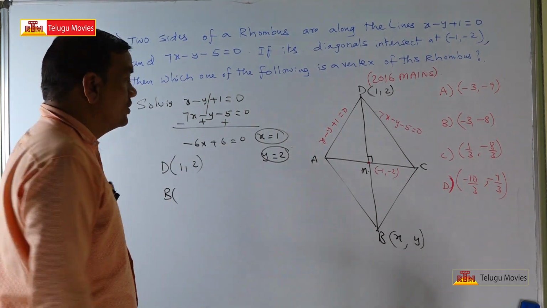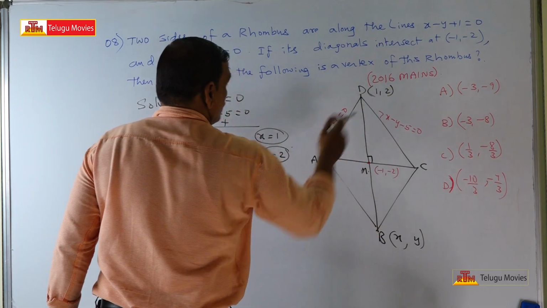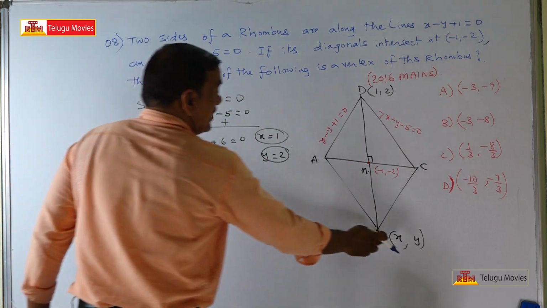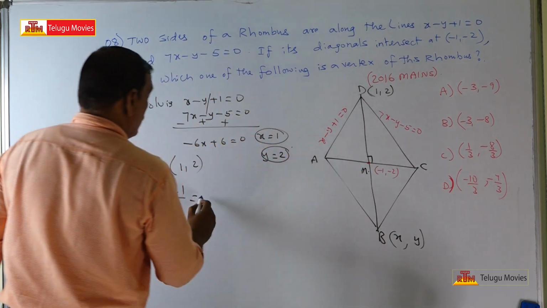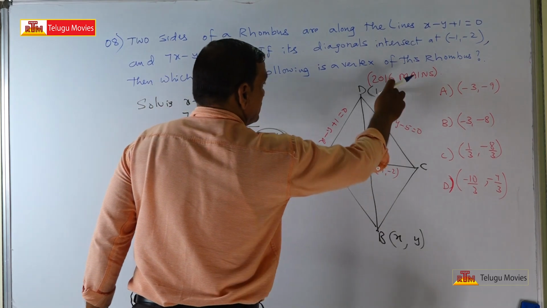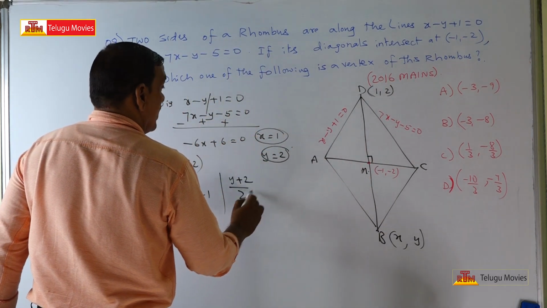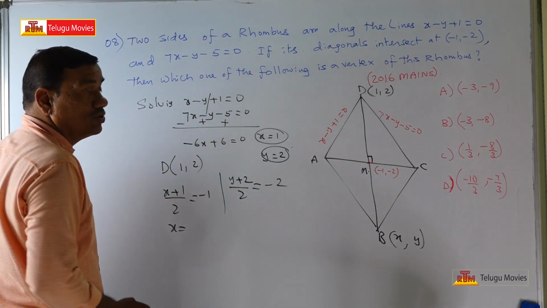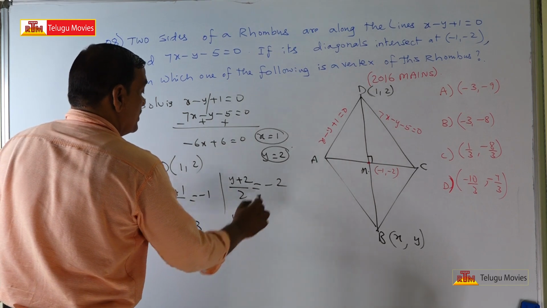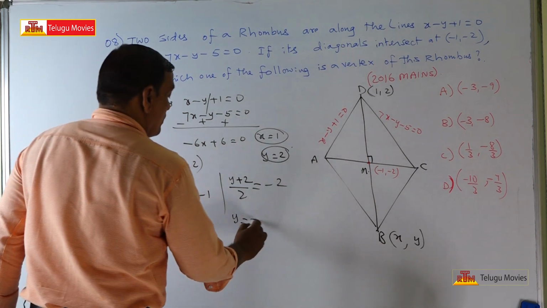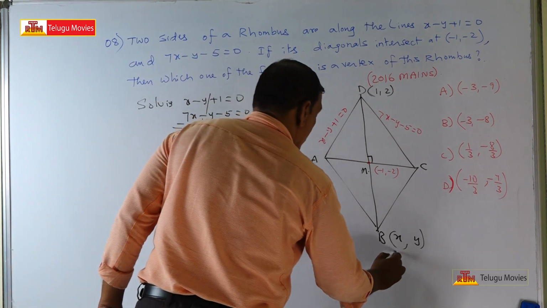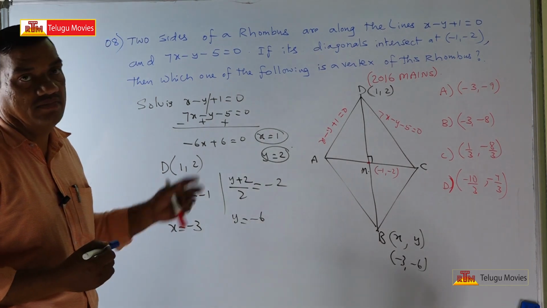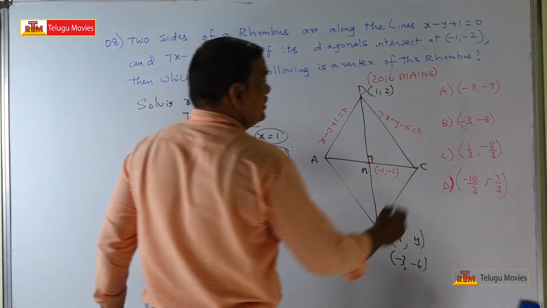Let us check B. This is the midpoint formula: (x1 plus x2) by 2 is equal to minus 1, that is (x plus 1) by 2 is equal to minus 1, and (y1 plus y2) by 2, that is (y plus 2) by 2, is equal to minus 2. So x is equal to minus 2 minus 1, which is minus 3, and y is equal to minus 4 minus 2, which is minus 6. So the coordinates of B are minus 3, minus 6. Minus 3, minus 6 is also not there in the options.